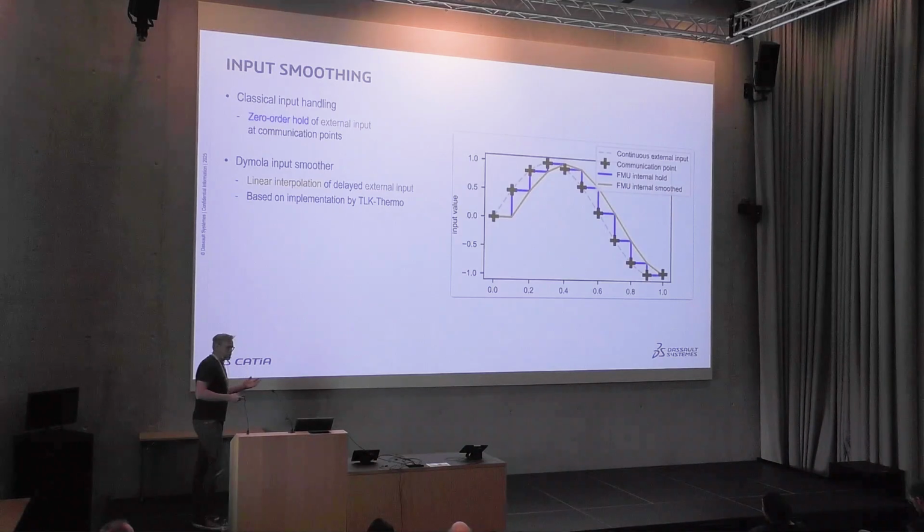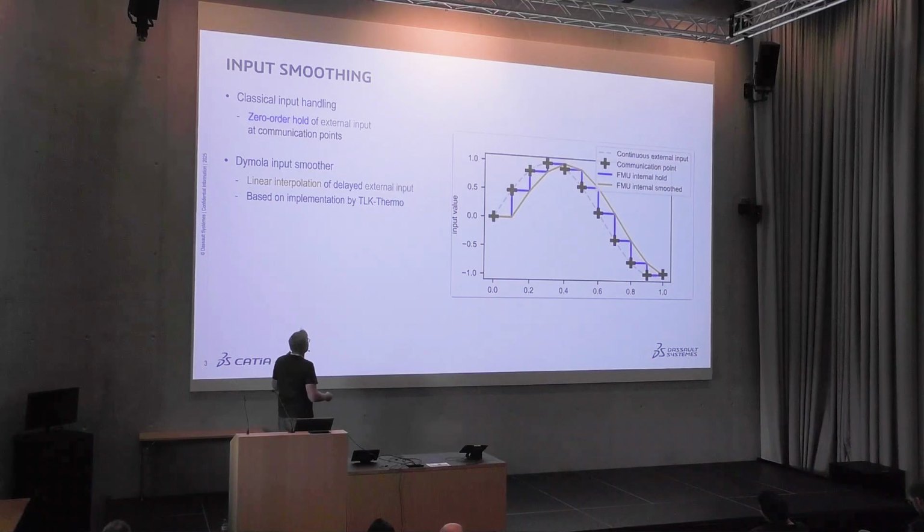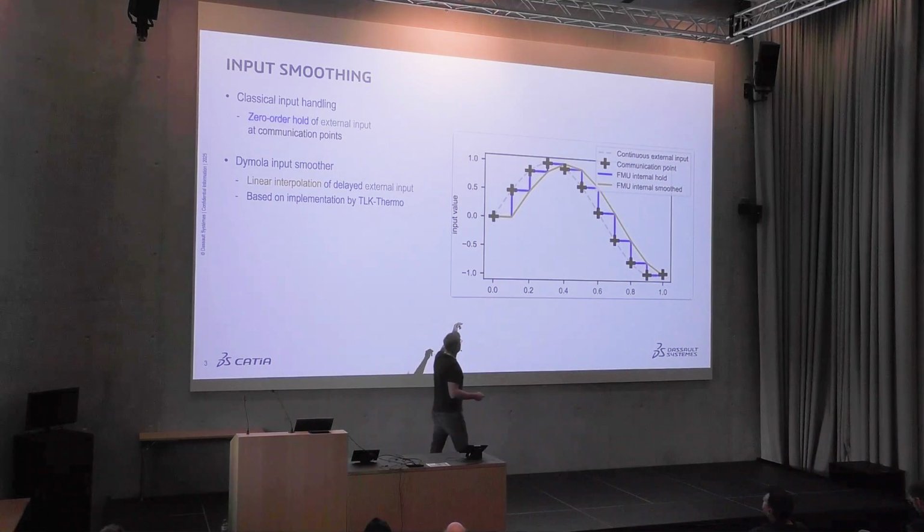So I will just shortly go through the two techniques. It's input smoothing and predictor compensation, and then I will have a little bit wider discussion. The idea of input smoother is rather simple. The normal way to do co-simulation is that you have this gray input to the FMU, and you have communication points. These are the crosses, and at each communication point, you sample the input signal, and then you hold it, and then you sample it again, and you hold it.